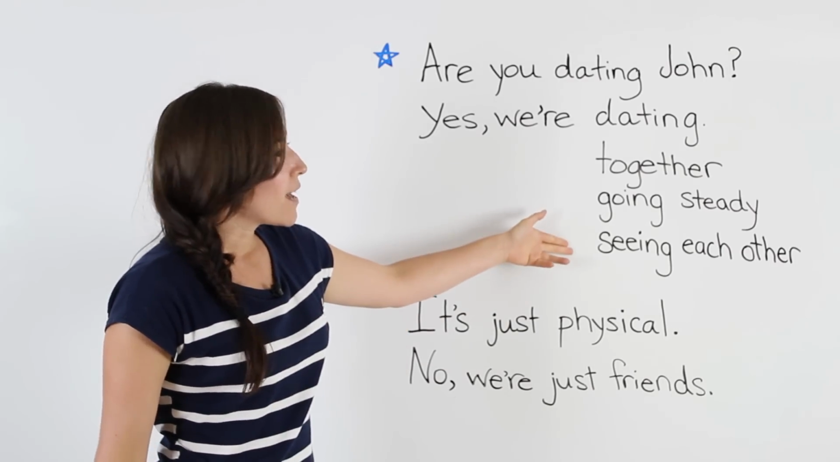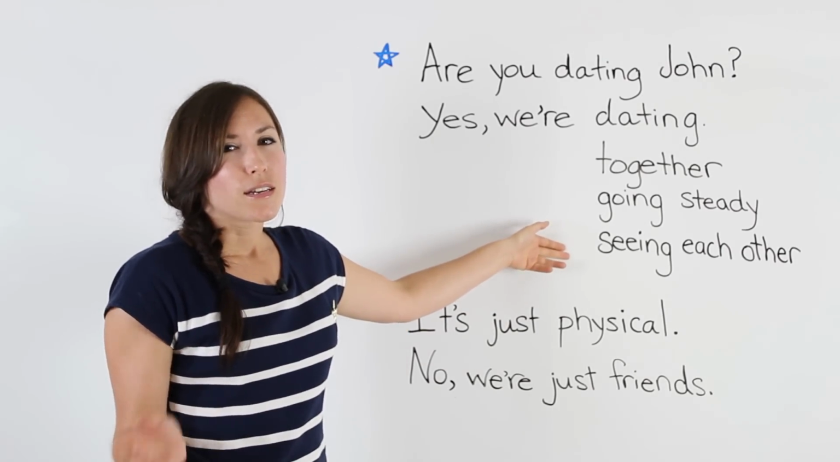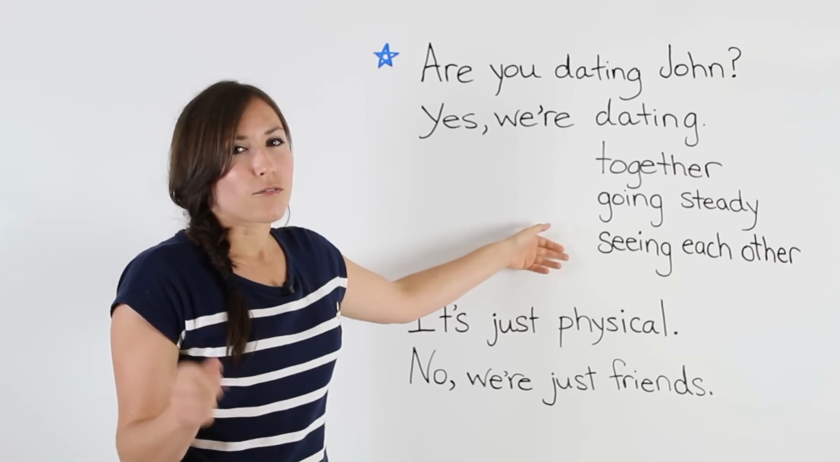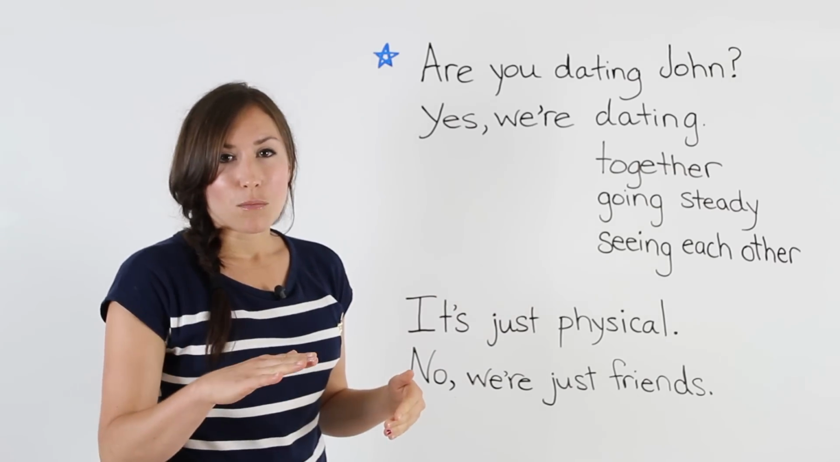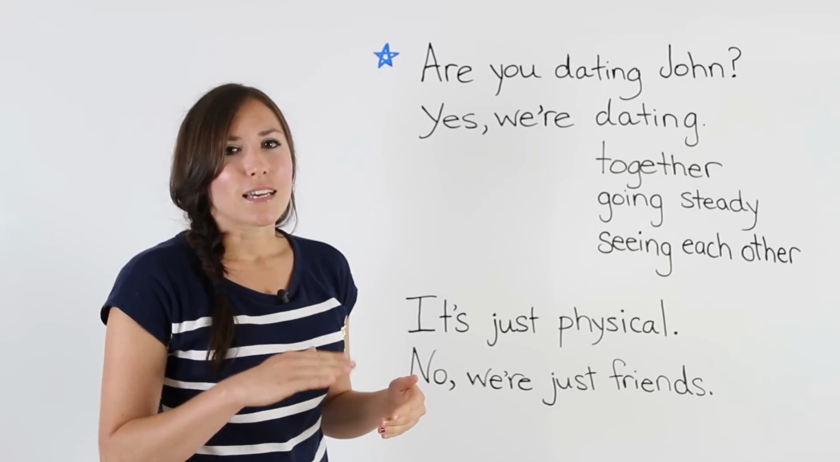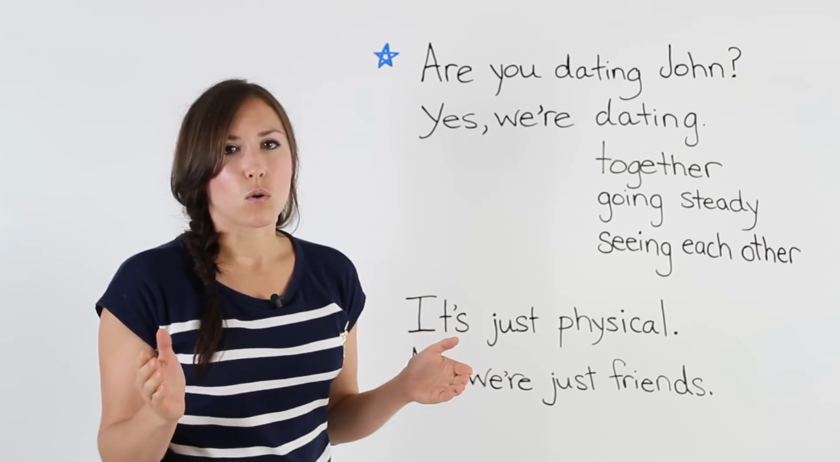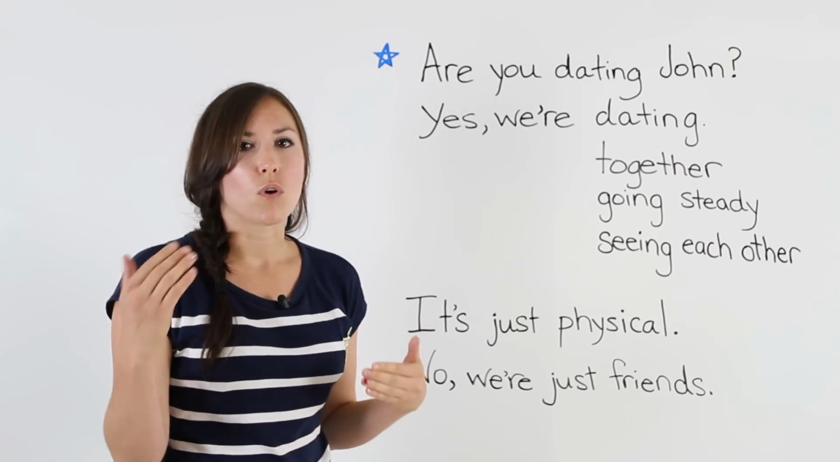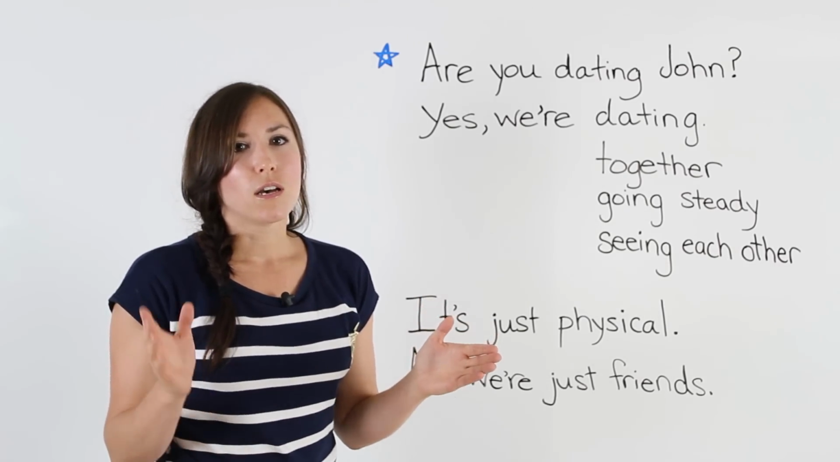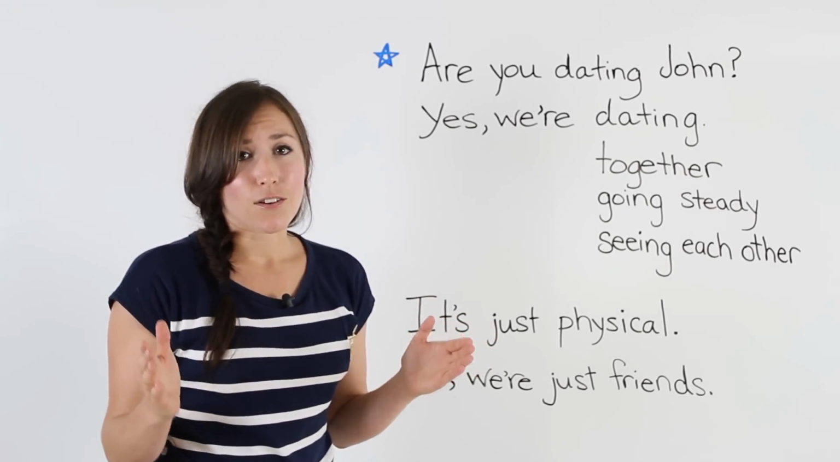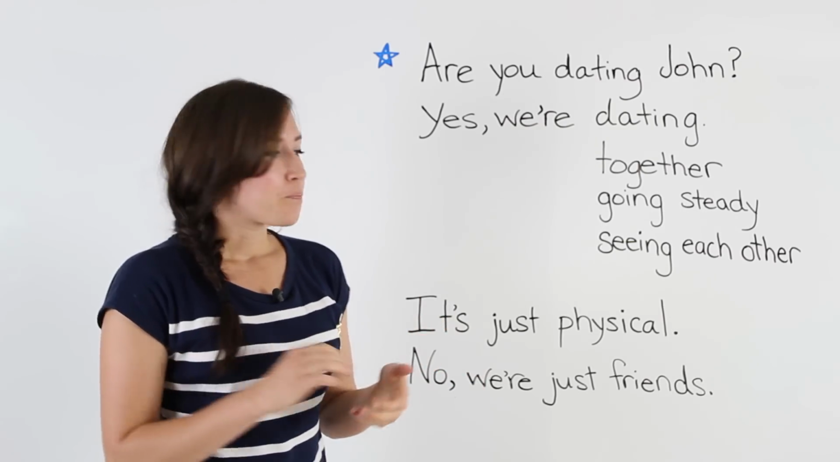Or, yes, we're seeing each other. Seeing each other is a little bit different. It means less commitment. It's at the beginning stages. You're not official yet. You're just seeing each other. So there is romance. You are together sort of, but not quite together. You're just seeing each other.